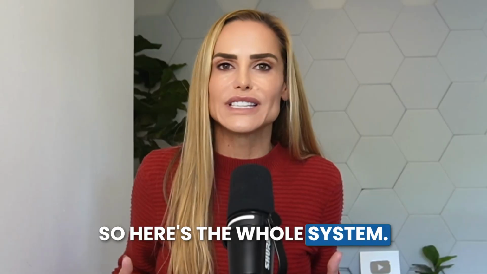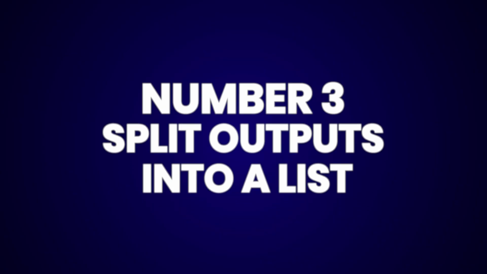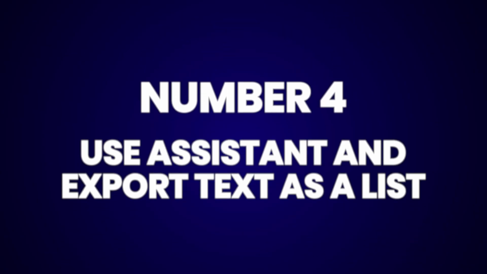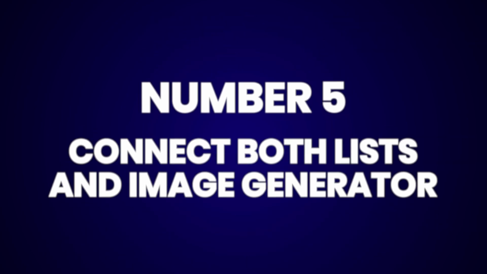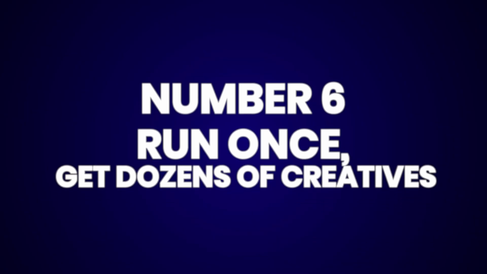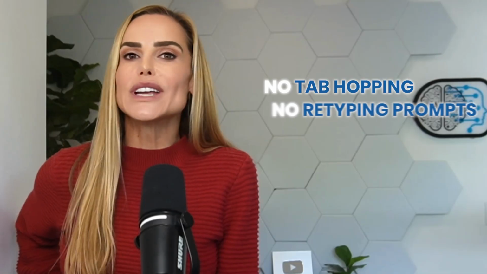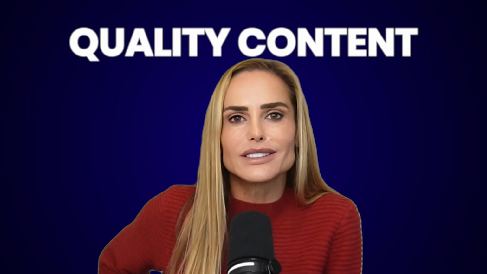So here's the whole system, start to finish. Number 1, build your base image or concept. Number 2, create variations like expressions or backgrounds. Number 3, split outputs into a list. Number 4, use Assistant and export text as a list. Number 5, connect both lists and image generator. Number 6, run once and get dozens of finished creatives. No tab hopping, no retyping prompts, no rebuilding workflows. Just quality content on repeat.